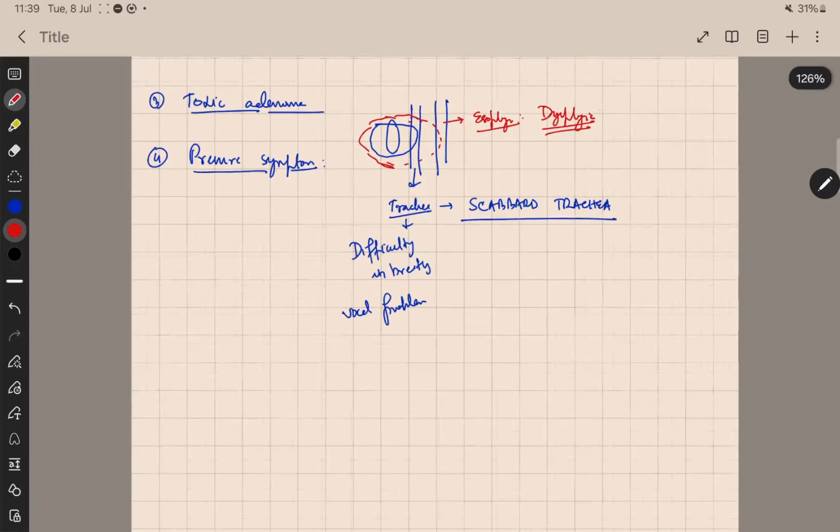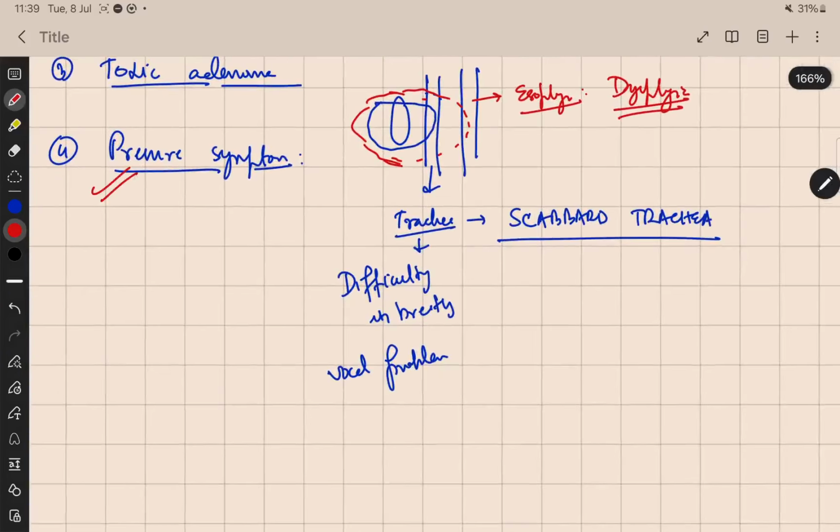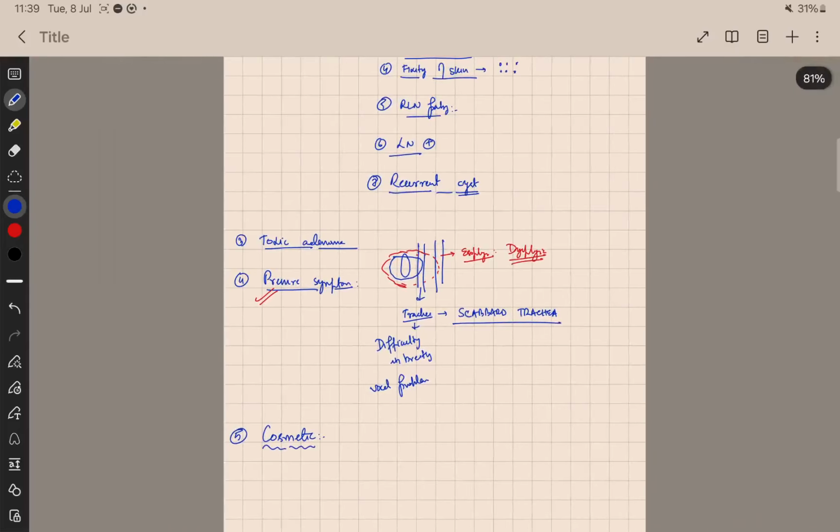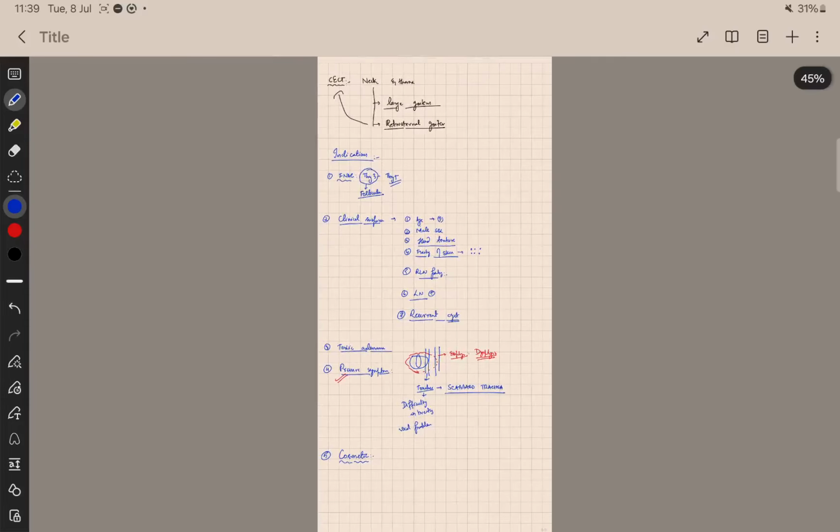So this is also an indication of pressure symptoms, that for this we need to have surgery done. And fifth is cosmetic. There are many patients who will come saying my thyroid gland is so big, it is looking odd. So for that reason we need to do surgeries. That is completely up to the patient. So these are the indications of surgery.